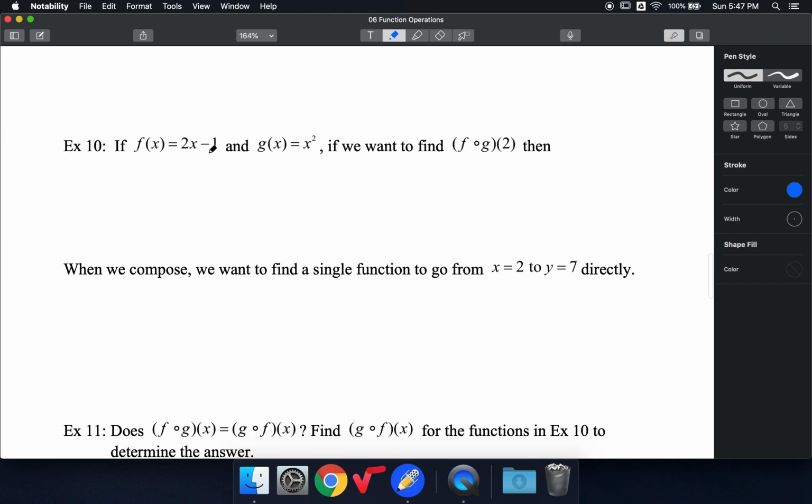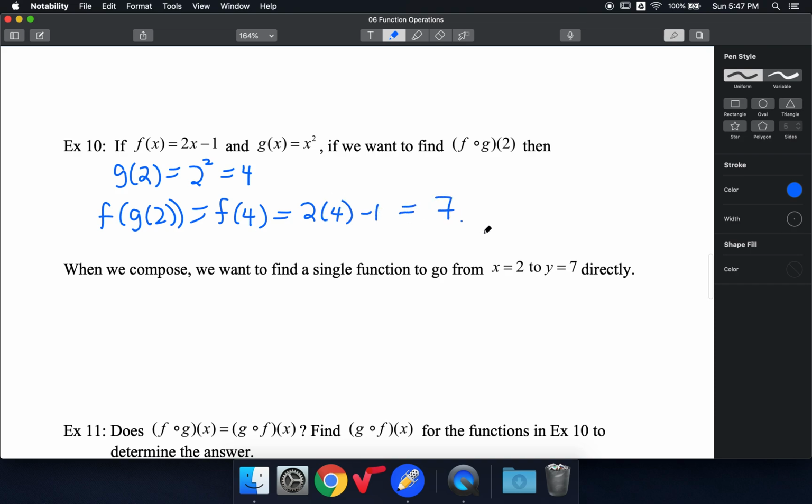If f of x is 2x minus 1 and g of x is x squared, and I want to find f of g of 2, I start with g of 2, and that's going to give me 2 squared, which is 4. Then f of g of 2 becomes f of 4, which becomes 2 times 4 minus 1, which is 7. But when we compose, really we want a single function that will take us from x equals 2 to y equals 7 directly.